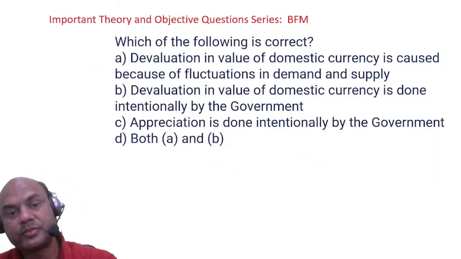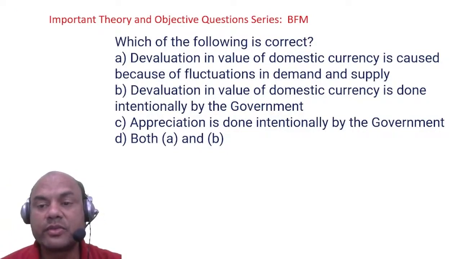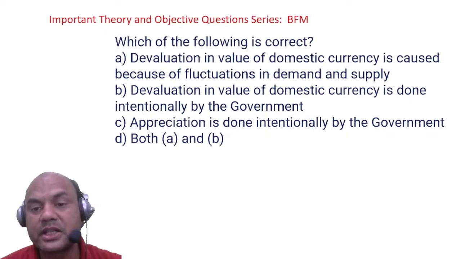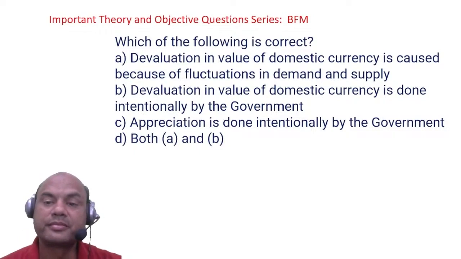Which of the following is correct? Devaluation in value of the domestic currency is caused due to the fluctuations in the demand and supply. Devaluation in the value of the domestic currency is done intentionally by the government. Appreciation is done intentionally by the government. Both A and B.